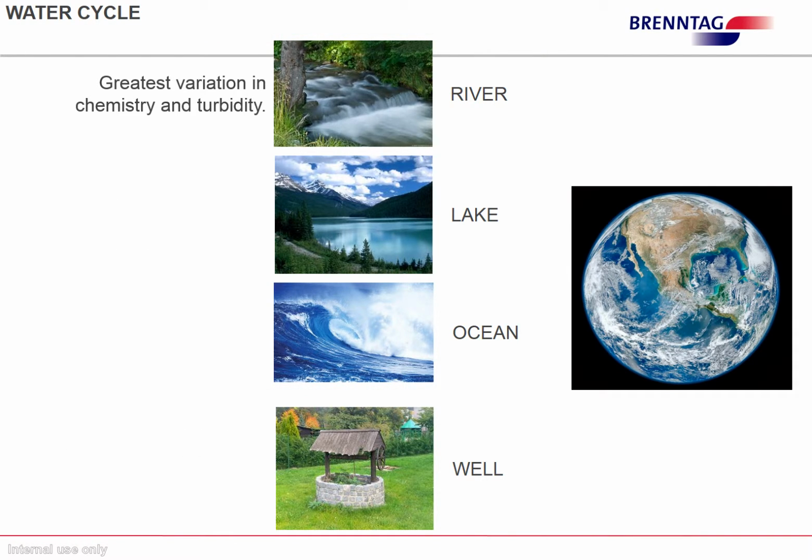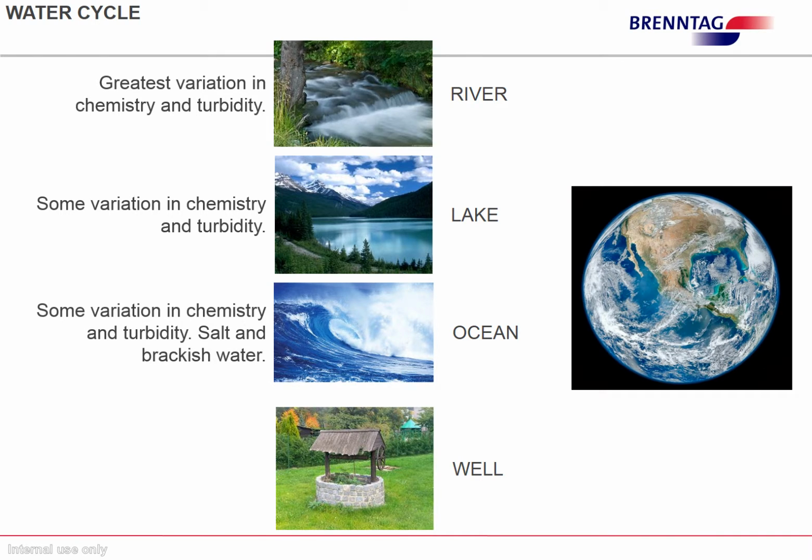In the case of rivers, we see great variations in turbidity and chemistry. Think of after a rainstorm how dirty a river or a stream can become. So great variations in the river itself and stream. In lakes, there are some variations in chemistry and turbidity, but remember, it's a larger body of water, so therefore it'll take a little more for the solids or the chemistry to change in a lake.